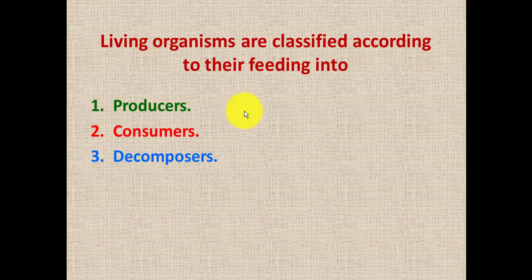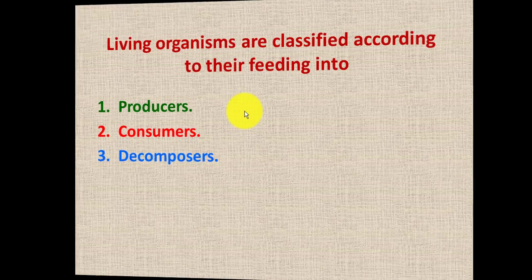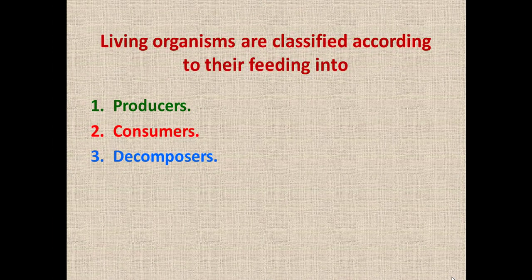Now we will classify the living organisms according to their food, to their feeding. According to the way these animals feed or eat food, we will classify them into 3 types. Number 1, living organisms called producers. And you know which one is called a producer? It's the plant, of course. Number 2, consumers. 3, decomposers. Let's define each of them.